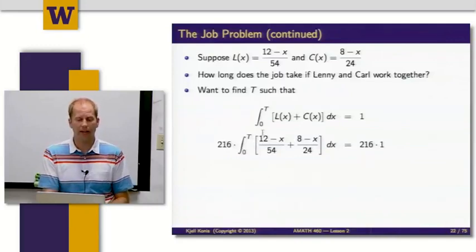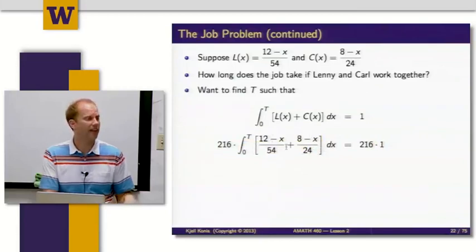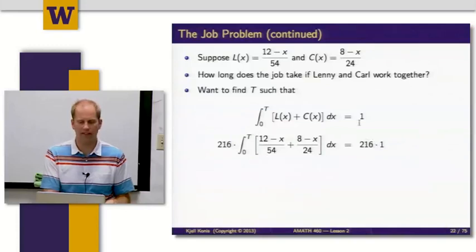And so I'm just going to start by plugging in the two functions. L of x was (12 - x)/54, and c of x was (8 - x)/24. And then I don't like having these numbers in the denominator. So I'm going to multiply both sides of this by 216. That's going to be 4 times 54. So it'll be 4 times 50 is 200, 4 times 4 is 16, 216. Or it'll be 9 times 24. You can do that in your head pretty easily, too, because 10 times 24 would be 240, and that's 24 more than 216. So that's got to be 9 times 24.